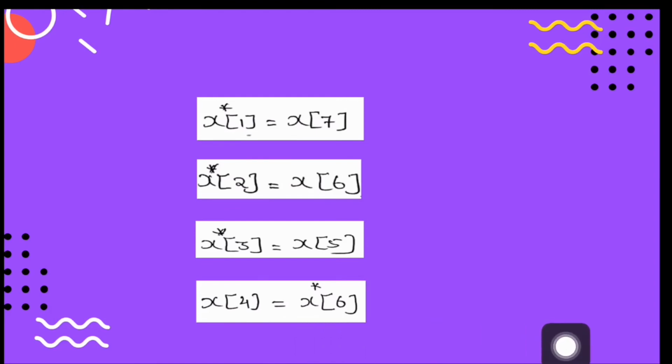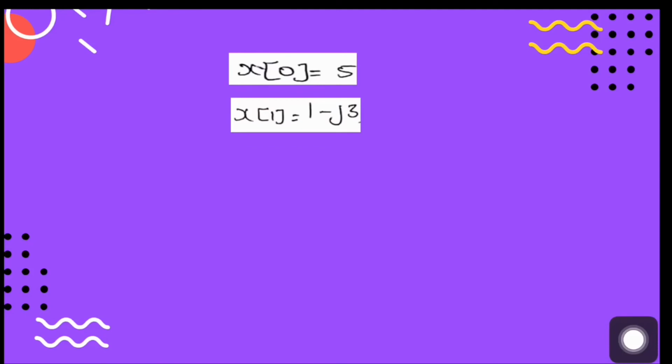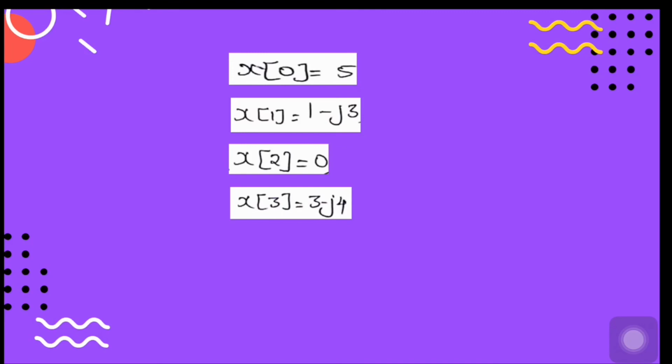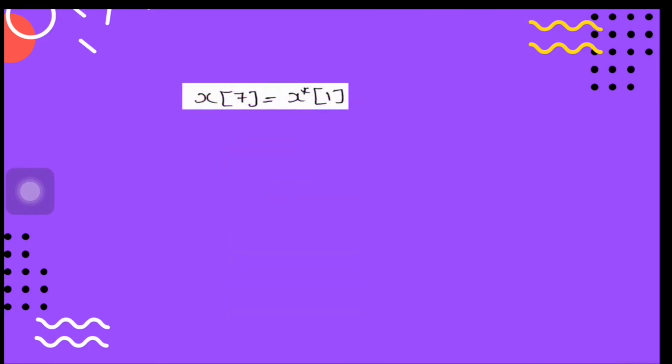The first 6 points of the 8-point DFT are given in the question. They are x of 0 is equal to 5, x of 1 is equal to 1 minus j3, x of 2 is equal to 0, x of 3 is equal to 3 minus j4, x of 4 is equal to 0, and x of 5 is equal to 3 plus j4. The desired quantity x of 7 can be equated to x conjugate of 1. X of 1 is already given in the question as 1 minus 3j. Correspondingly, we get its conjugate as 1 plus 3j.